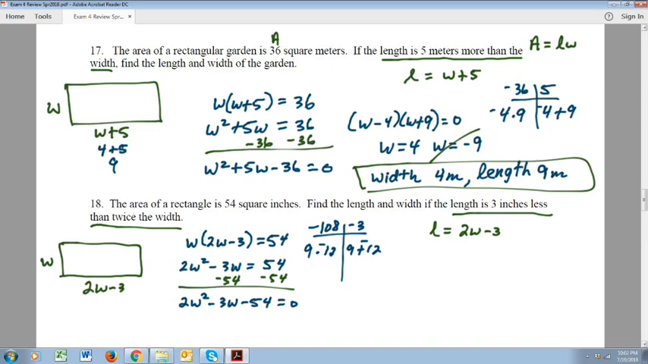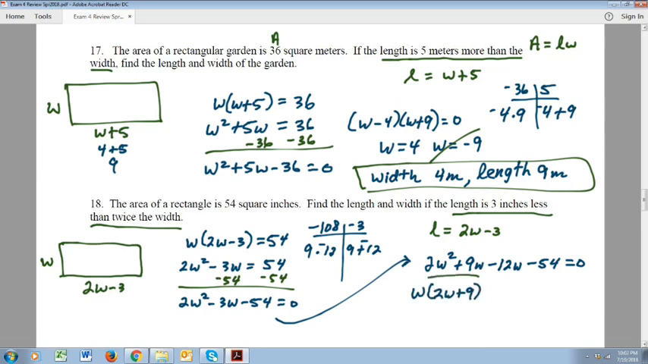Alright, so let's see. We've got to split this into 2W squared plus 9W minus 12W minus 54 and factor by grouping. Notice W is the only thing we can factor from those first two terms. And again, when we factor the second two terms, we should expect a 2W plus 9. So 2W times negative 6 will give us that negative 12W. And so we're going to end up with 2W plus 9 times W minus 6 equals 0. So you can see that the width is 6.